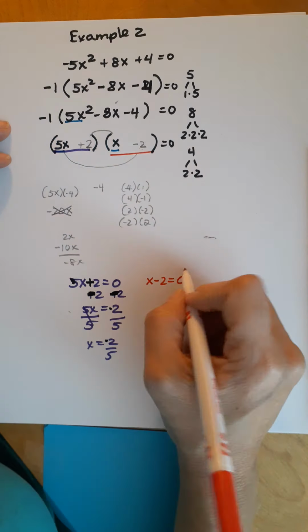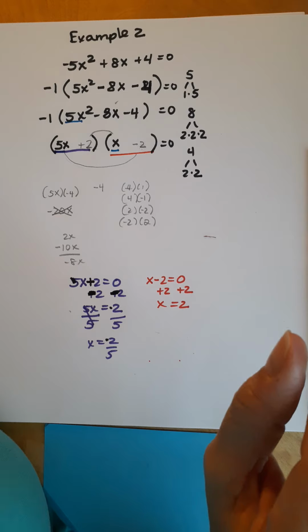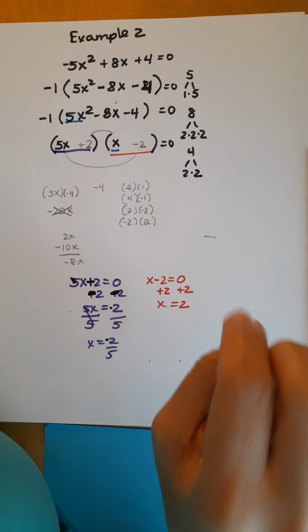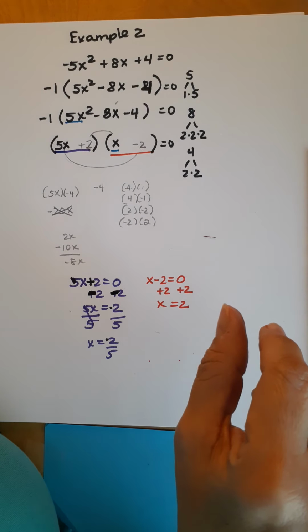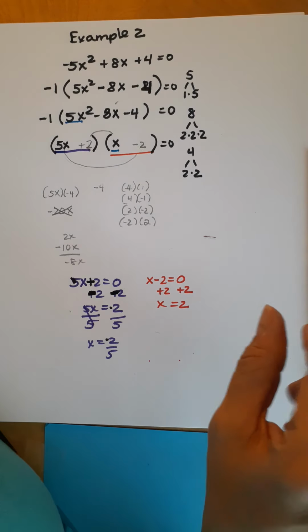But these are the two solutions, the two zeros to this. We factored it, we found the zeros, and that is basically how you do this when you have a common factor.